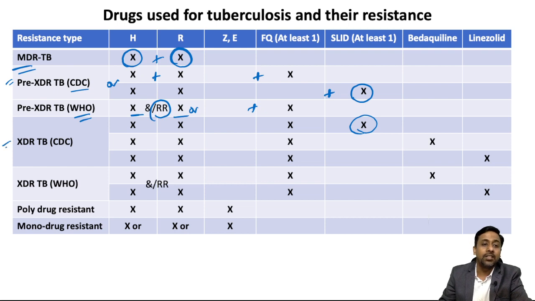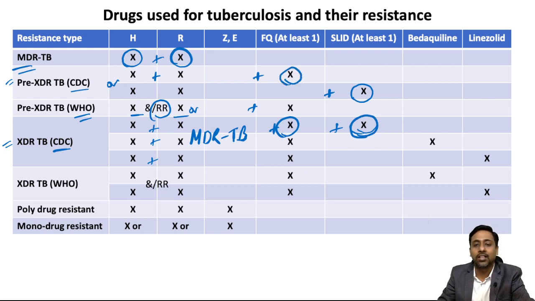This XDR TB is defined by CDC. Again, MDR-TB, that means resistance to both isoniazid and rifampicin, along with resistance to both fluoroquinolones and SLID, at least any one of each. But now this time both, that means both fluoroquinolones and SLID. In case of pre-XDR, it is either fluoroquinolone or SLID, but when both are included, then it becomes XDR. So this is the only difference between pre-XDR and XDR.